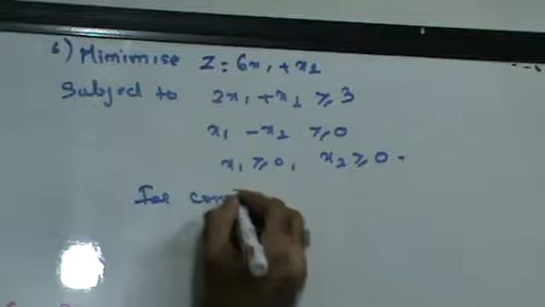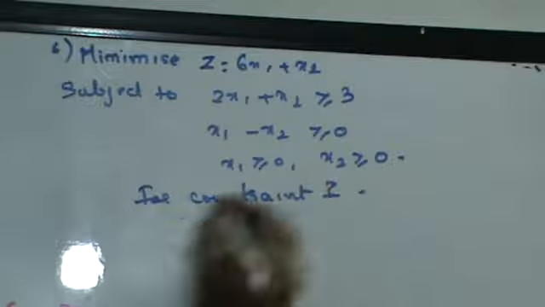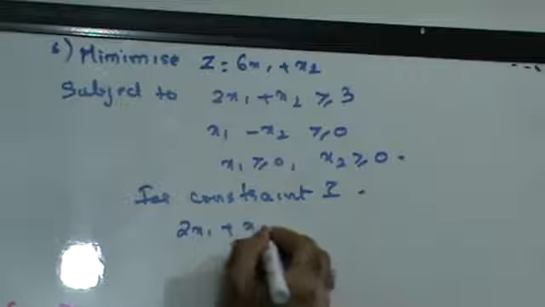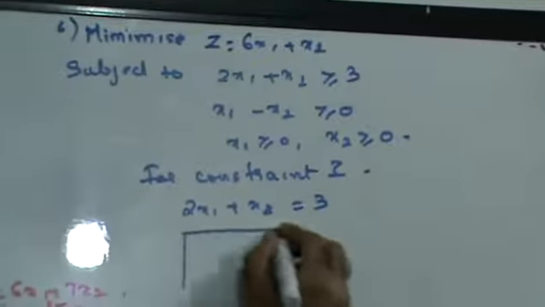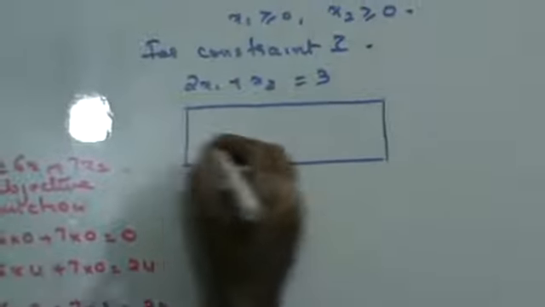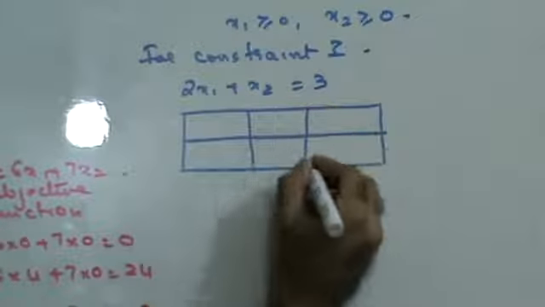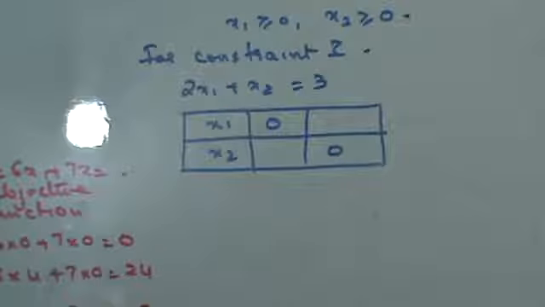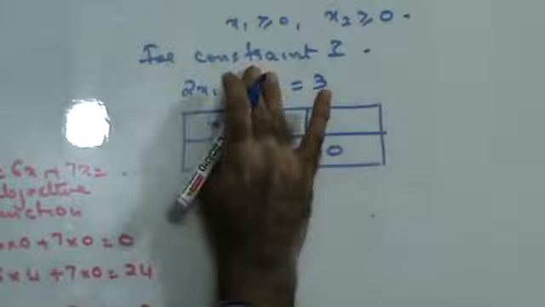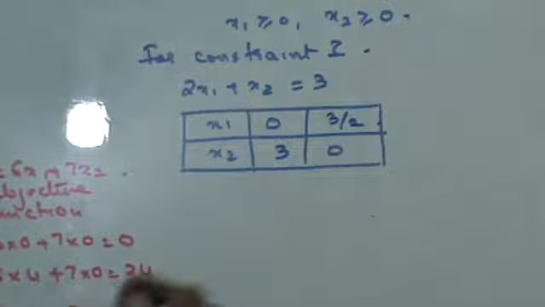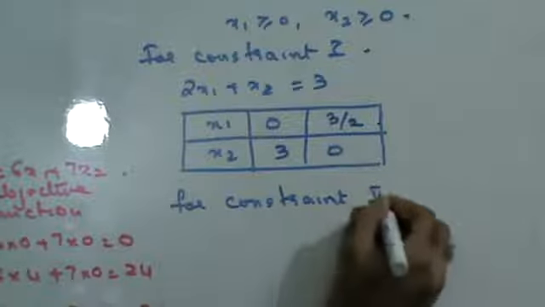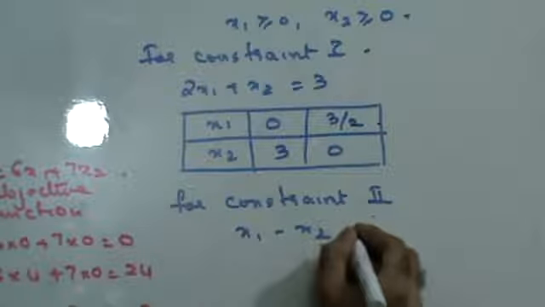Same thing I can say for constraint 1. For constraint 1 I can say that 2x1 plus x2 is equal to 3. So in which case I can say that x1, x2, 0, 0, right? x1 is equal to 0, so x2 will be equal to 3, x2 is equal to 0, so x1 will be 3 by 2. For constraint 2, x1 minus x2 is equal to 0.